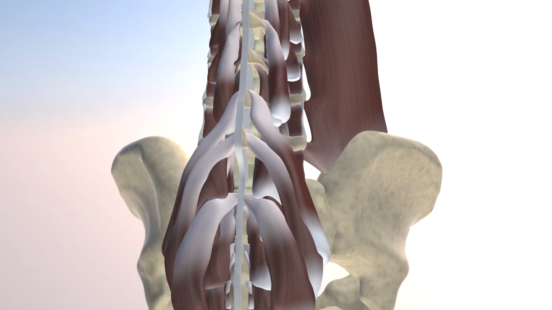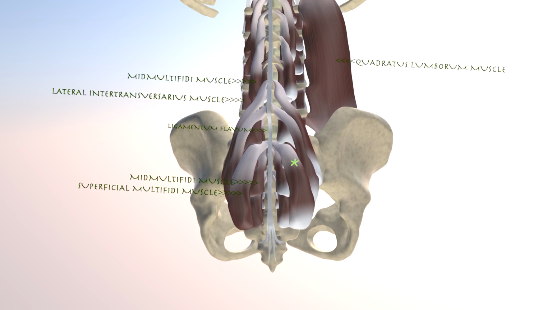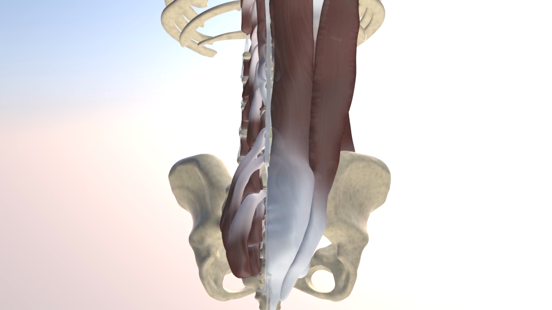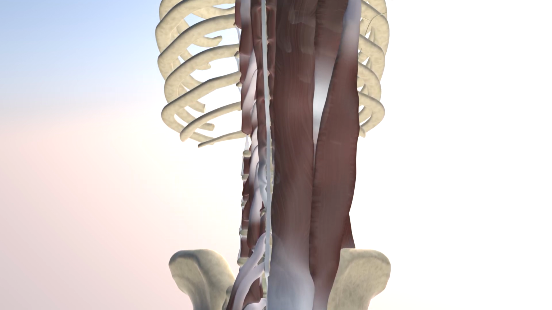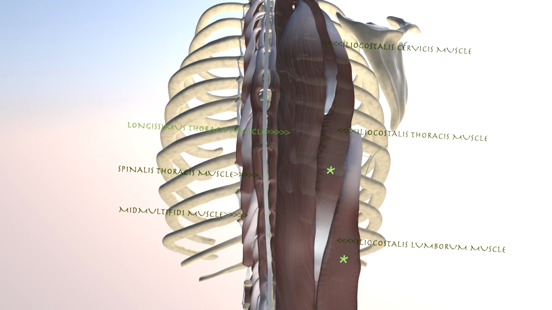Now we're going down pretty quickly. We can appreciate quadratus lumborum as well as all the layering of the multifidi muscles over the sacrum. And you could just imagine when these muscles contract how they're causing essentially many different subtle motions of the vertebrae relative to each other. Now we're adding some of the larger superficial musculature of the back, such as the iliocostalis and longissimus and spinalis muscles, layering over the multifidi muscles.